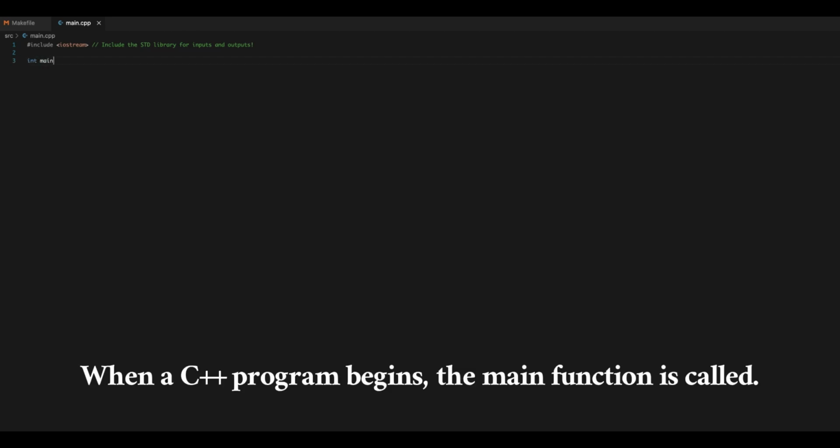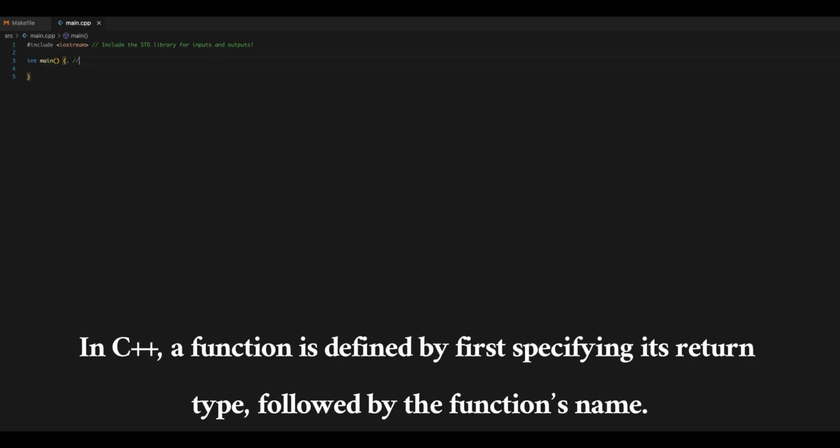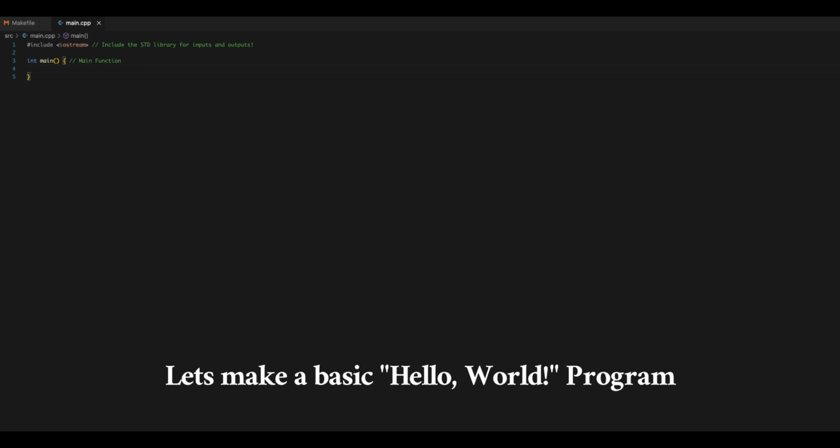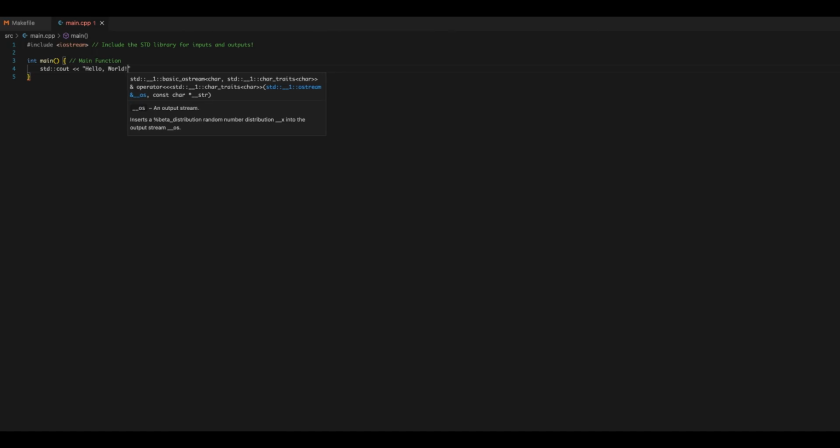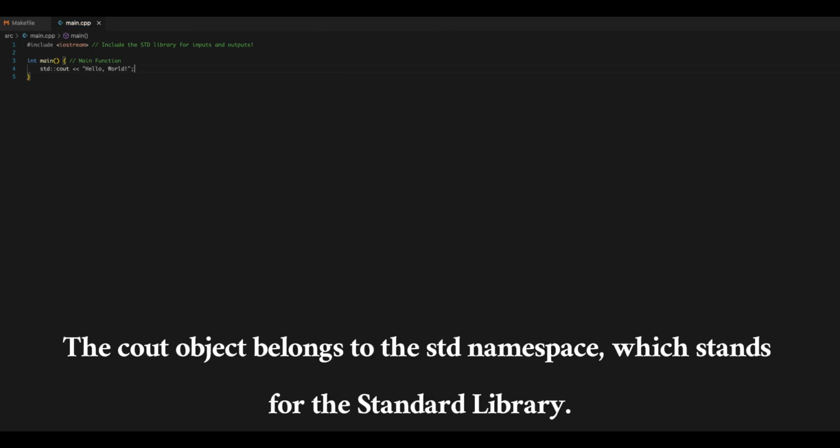When a C++ program begins, the main function is called. In C++, a function is defined by first specifying its return type, followed by the function's name. Let's make a basic Hello World program. In C++, namespaces are used to prevent naming conflicts between variables, classes, and functions. The cout object belongs to the std namespace, which stands for the standard library.